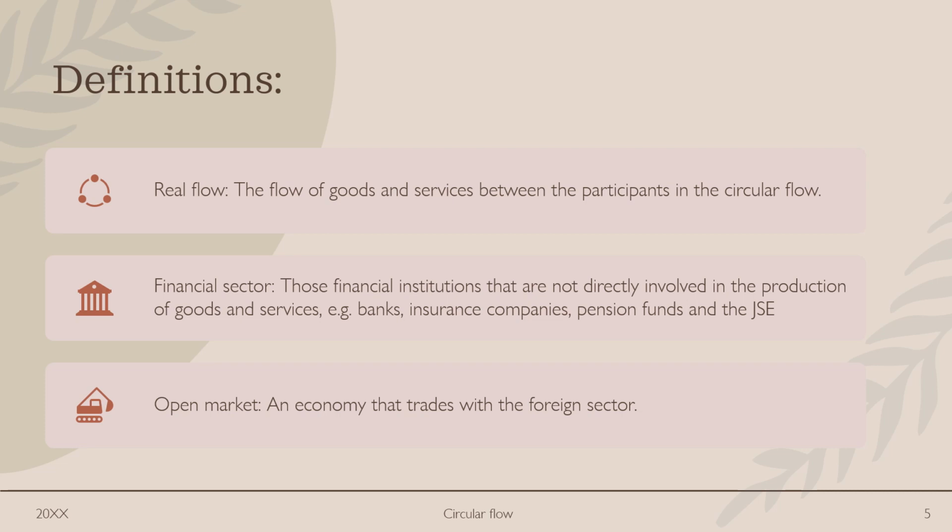And then the financial sector, those are the financial institutions that are not directly involved in the production of goods and services, i.e., those can be banks, insurance companies, pension funds, and the JSE. Since we're discussing the open economy, please just understand that is the trading between a country and every other country, so basically the foreign sector.